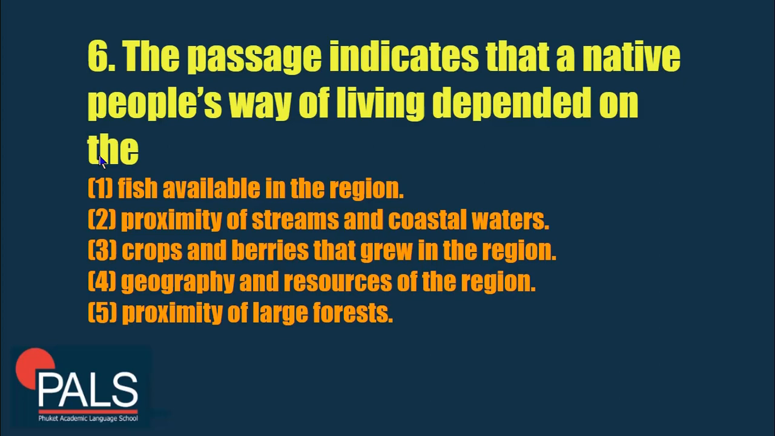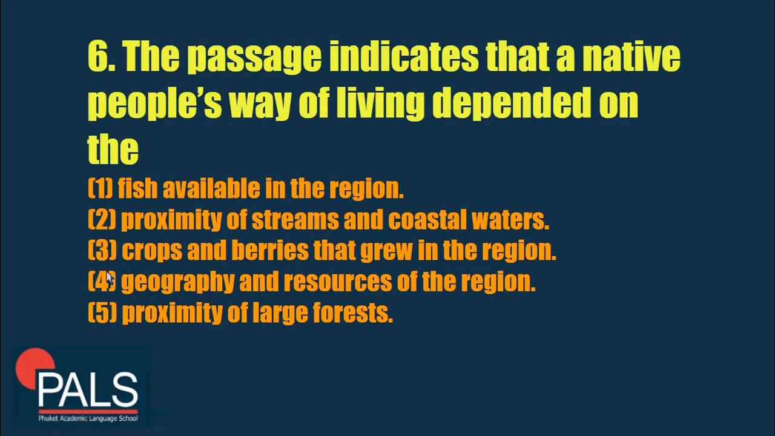Okay, let's read. The passage indicates that a native people's way of living depended on the 1. Fish availability in the region, 2. Proximity of streams and coastal waters, 3. Crops and berries that grew in the region, 4. Geography and resources of the region, 5. Proximity of large forests. All of this, 1, 2, 3, 5, are actually pertaining to number 4. Number 4 is your general statement here.